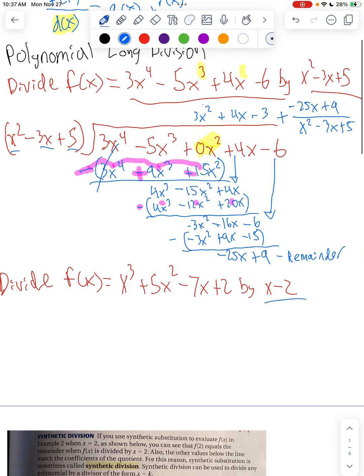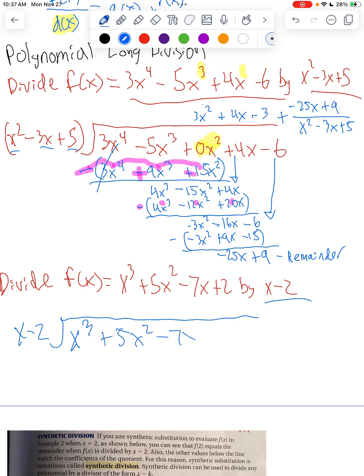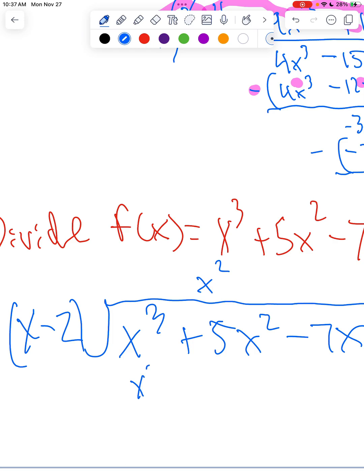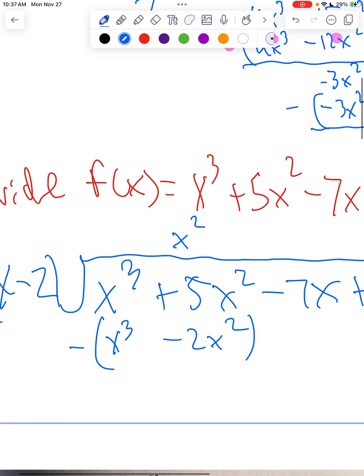One more example. This one's a little bit easier because we're not dividing by an exponent. It's just x minus 2, and I'm going to do x to the third plus 5x squared minus 7x plus 2. A lot of my thought process is going to be the same. What do I need to eliminate x to the third? I need to multiply x times x squared. When I do that, I get x to the third minus 2x squared. Again, don't forget you have to subtract and distribute.